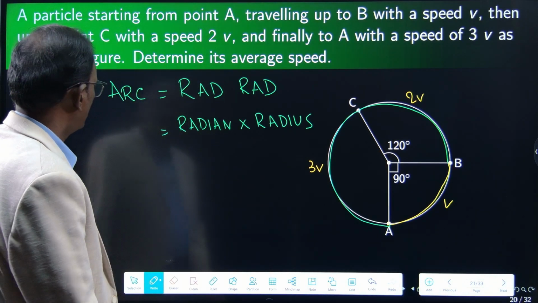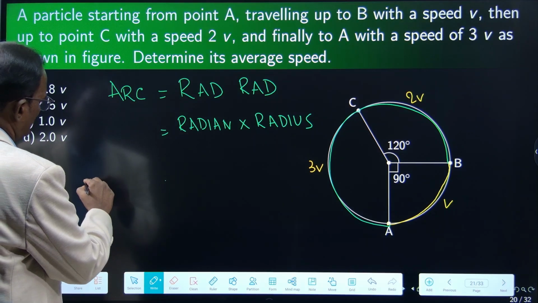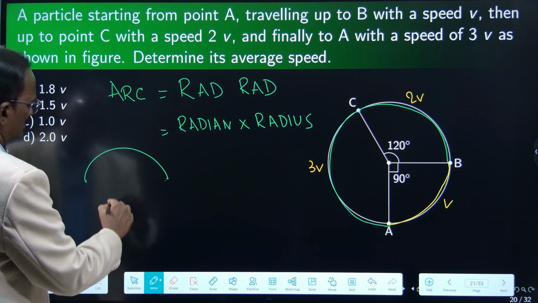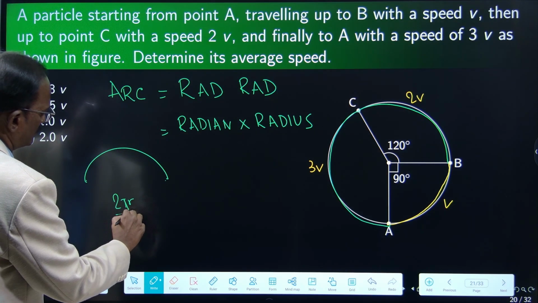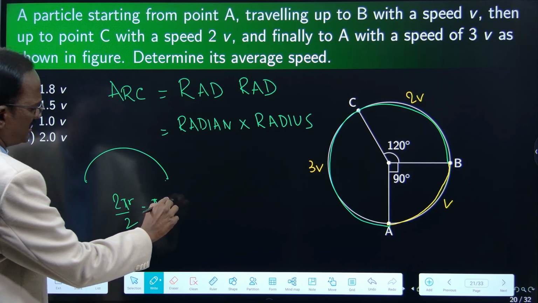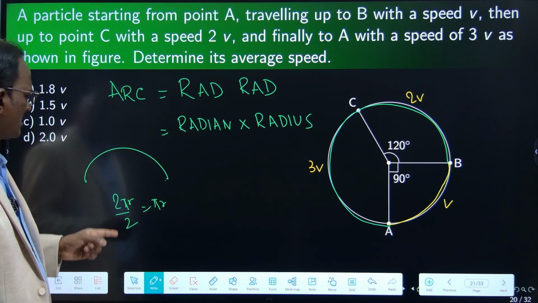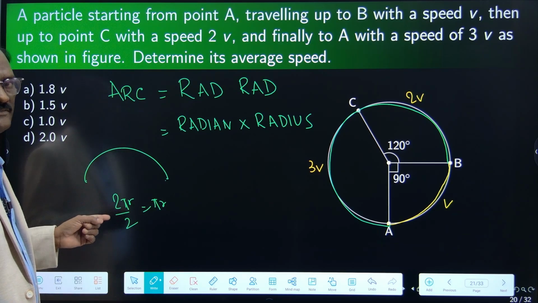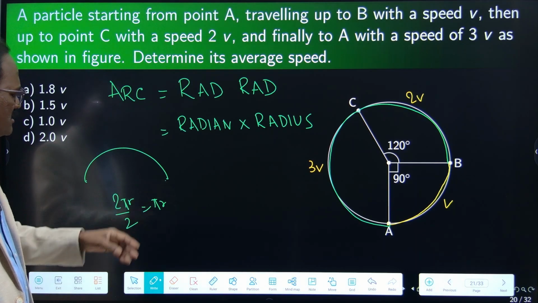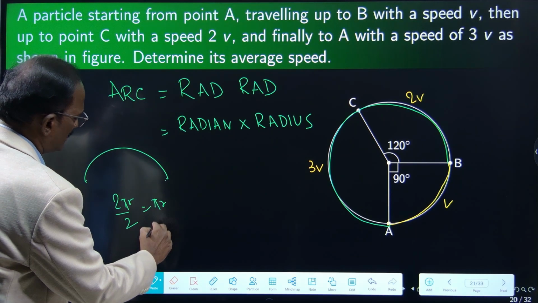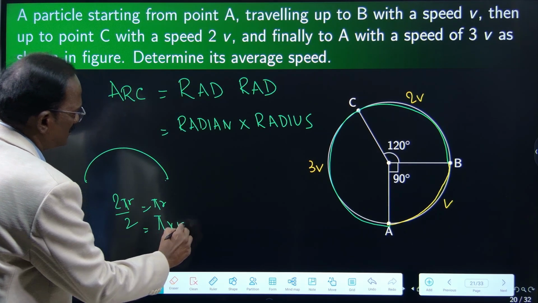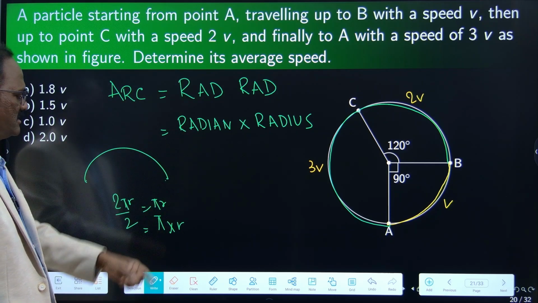How it was obtained, right? Assume this is one half circle. This is 2 pi r divided by 2. This is pi r, half circumference. If it is full circumference, 2 pi r, but this is half circle. So 2 pi r divided by 2 is equal to pi r. Pi r, I am writing pi into r, radian into radius.